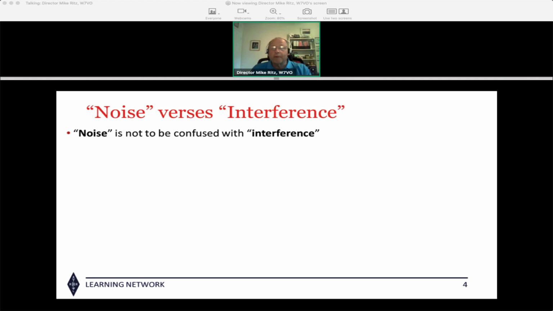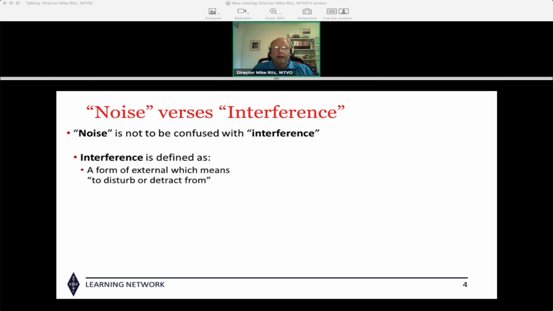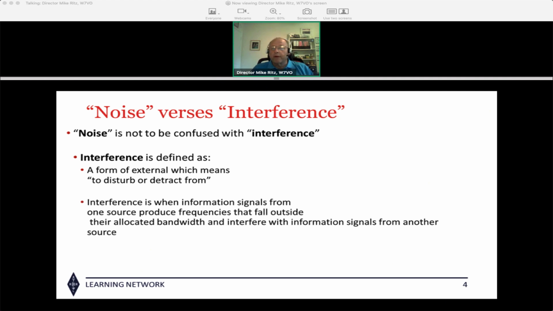Keep in mind that noise is not to be confused at all with interference. They're really 2 different definitions. Interference is defined as a form of external noise, which means to disturb or detract from. It's really when information that's supposed to be in one place winds up being someplace else. For example, it's supposed to be on 40 meters and it winds up being on 20 meters. That's considered to be interference. Or it's supposed to be within a designated bandwidth, for example a 3 kilohertz wide single sideband signal, and it winds up being 4 kilohertz away. That can be considered to be interference.